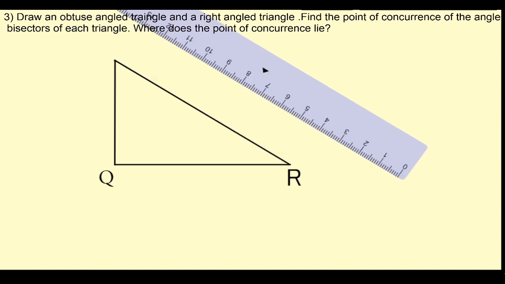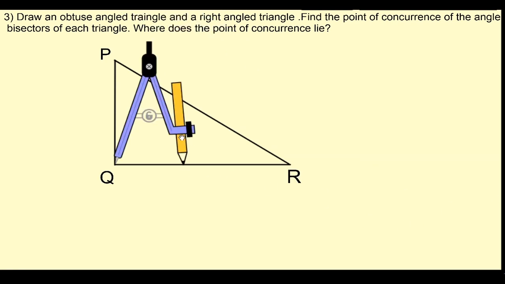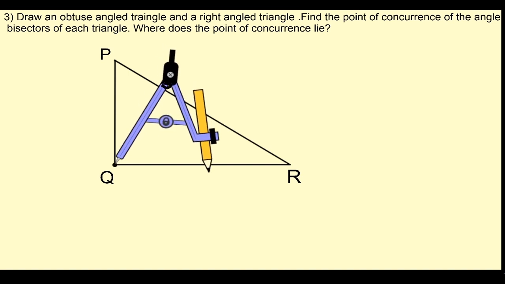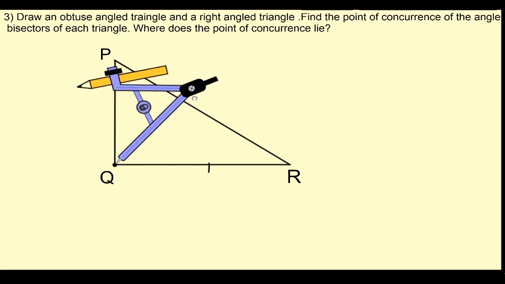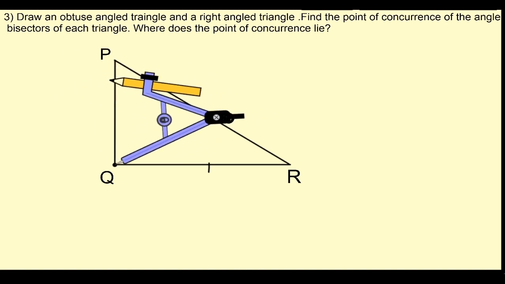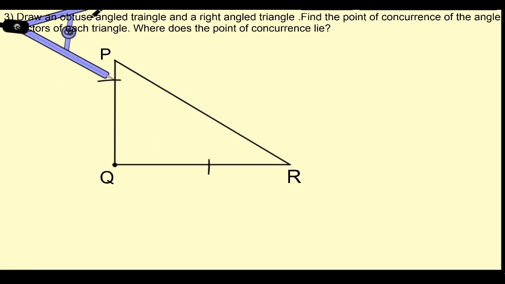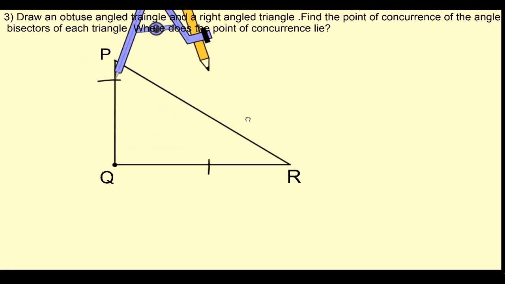In order to draw angle bisector, we need a compass. Place the steel head of the compass on point Q and draw arc measuring more than half of the radius on both the sides of the triangle. Then place the head of the compass on one of the arc and draw another arc. Similarly, we will draw for the other arc.